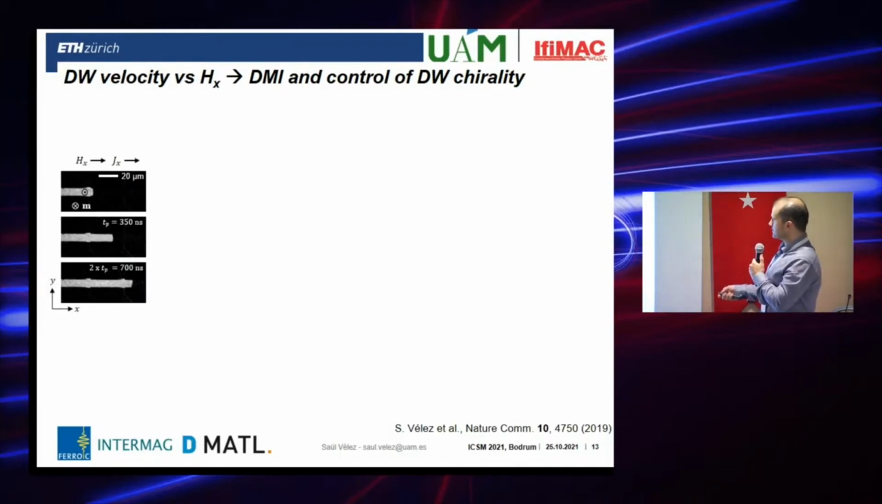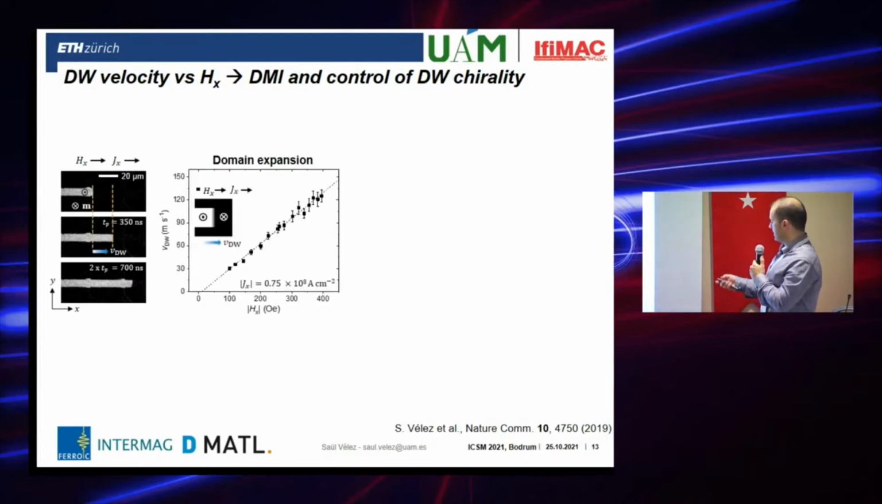as sketched here. We can apply a pulse, and then we drive the domain wall from left to right, and from analyzing the displacement that we get with the pulse, we can extract the velocity. And by sweeping, so tuning, the field that we apply in the plane, we get a linear trend, so we can linearly change the domain wall velocity.